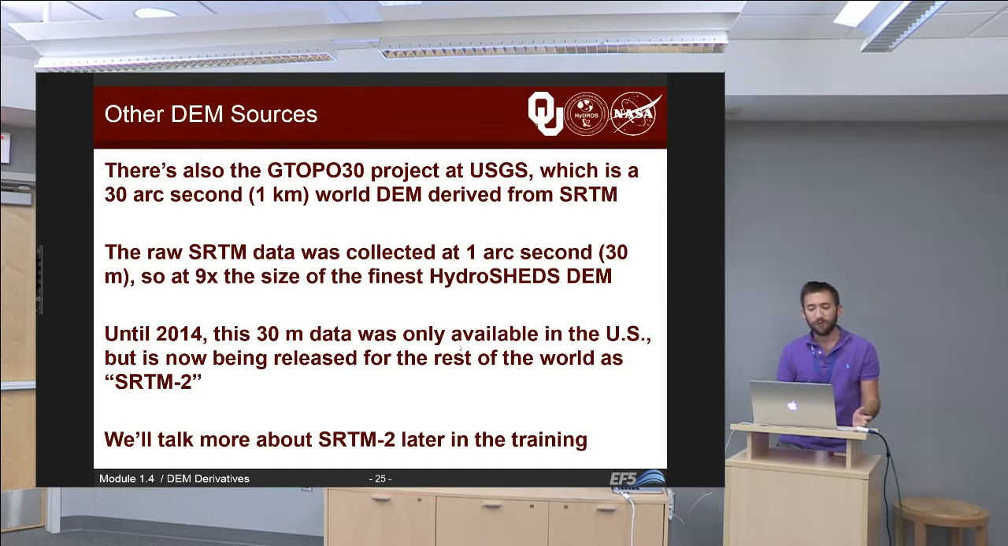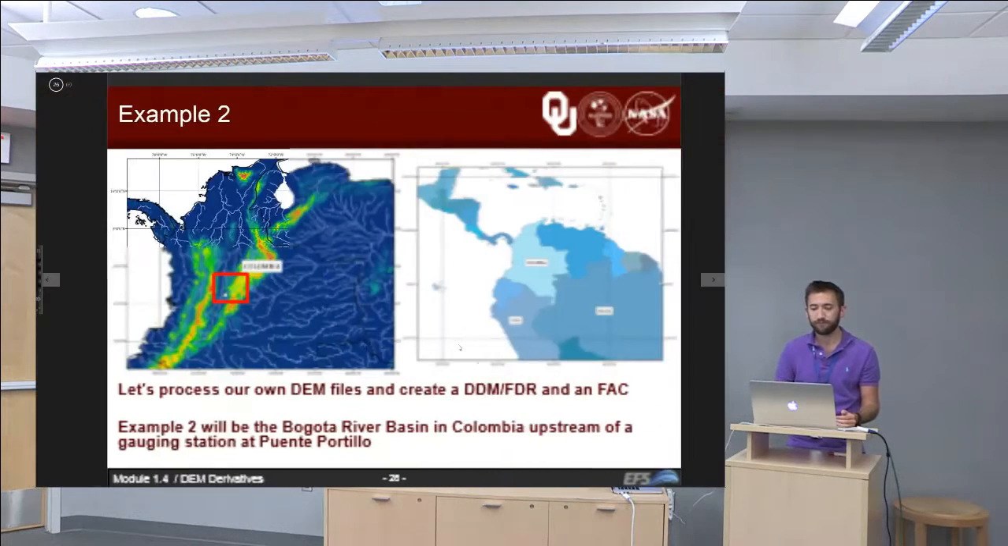The raw SRTM2 data was collected at 1 arcsecond or 30 meters, so 9 times the size of the finest HydroSheds SRTM1 DEM. And again, until 2014, this 30-meter data was only available in the United States, but it has now been released to the rest of the world. It's called SRTM2, and again, we'll talk about that more later in the training.